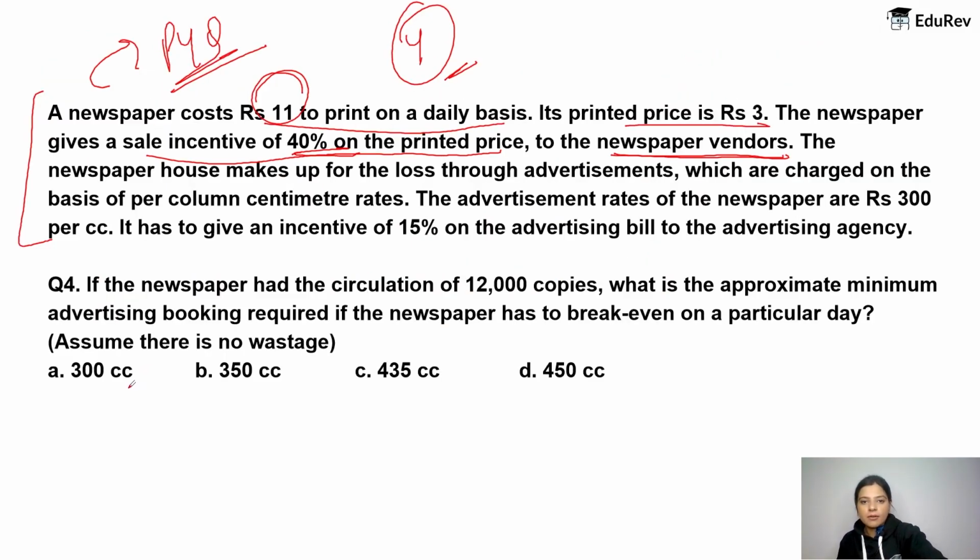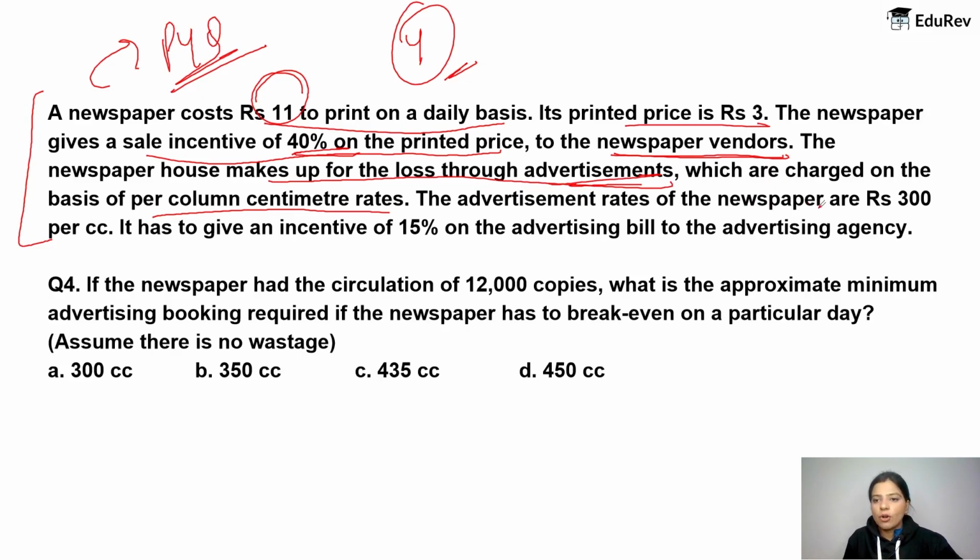Now let's read further. The newspaper house makes up for the loss through advertisements. Because it's a clear-cut case of loss, they have devised a strategy to bear that loss, to cover that loss up. For that they print advertisements which are charged on the basis of per column centimeter rate.